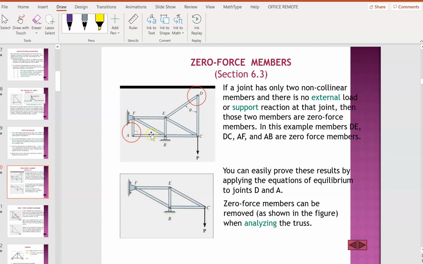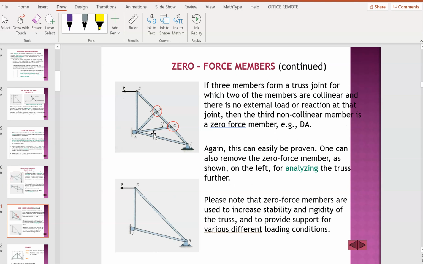Just imagine if there are about 1,000 repetitive structures, so there will be about 4,000 plus, multiplied by another 1,000. So there's a lot of money. So that's why it's important to determine the zero force member. Okay, let's look at this example.